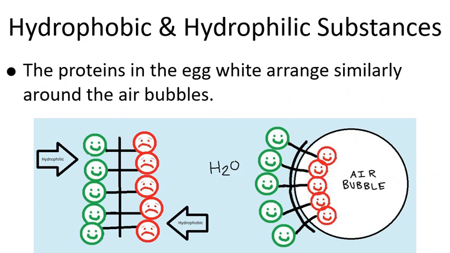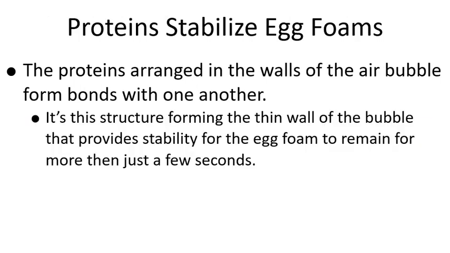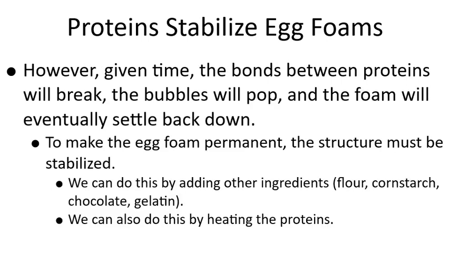The proteins in the egg white arrange in a similar manner around the air bubbles with their hydrophilic ends pointed towards the water in the bubble wall and the hydrophobic ends pointed towards the air inside the bubble. Now, as those proteins arrange themselves in the bubble wall, they form bonds with one another. These bonds allow the proteins to link together to form a loose structure that increases the stability of those bubble walls, allowing the bubble to exist for more than just a few seconds, as would be the case for pure water. However, given enough time, those bonds between proteins will break, destabilizing the bubble wall enough so that the bubble pops and the foam settles back down.